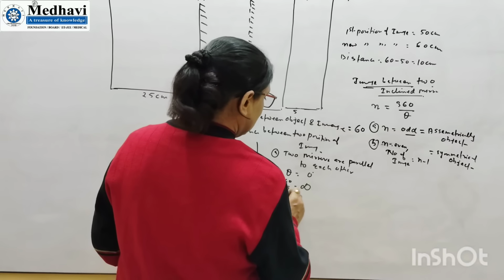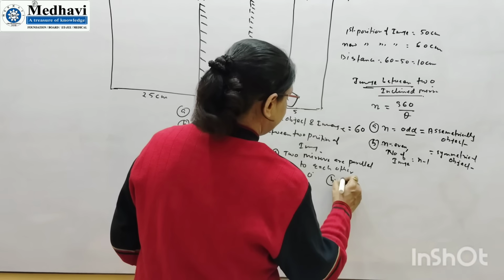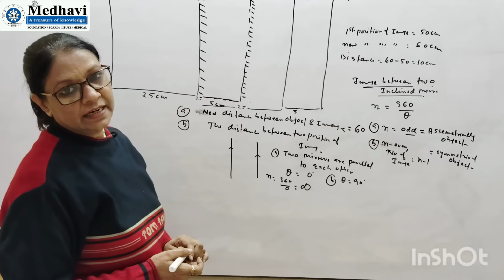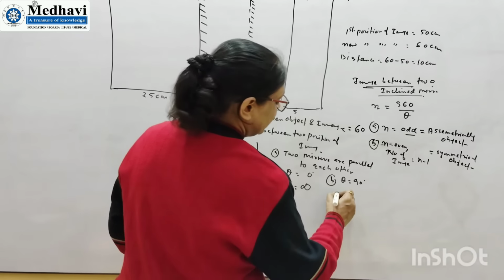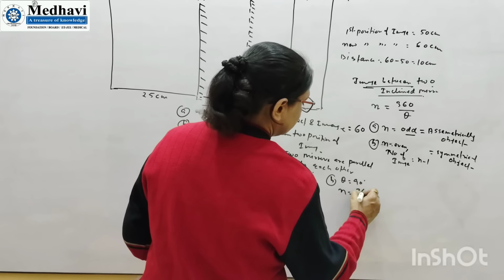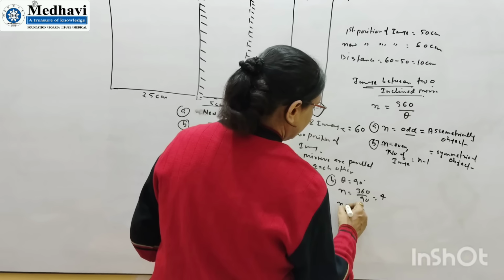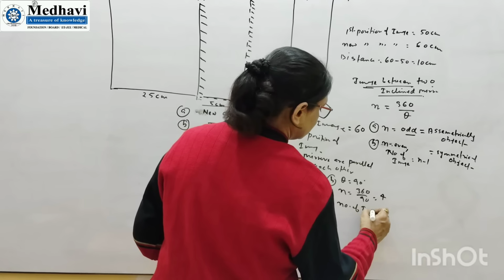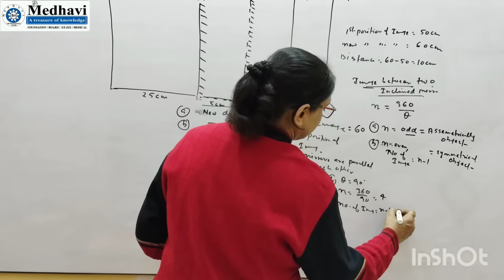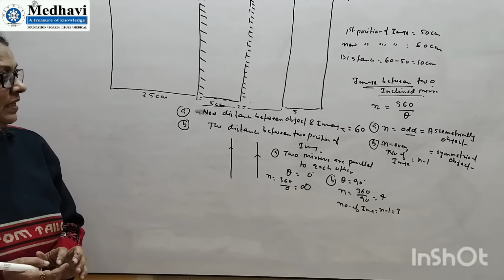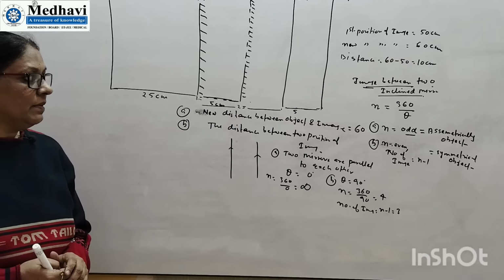And if theta is 90 degrees, that is, two plane mirrors are at an angle of 90 degrees, then n will be 4, that is 360 by 90. So the number of images will be n minus 1, that is 3. So this is the information related to a plane mirror.